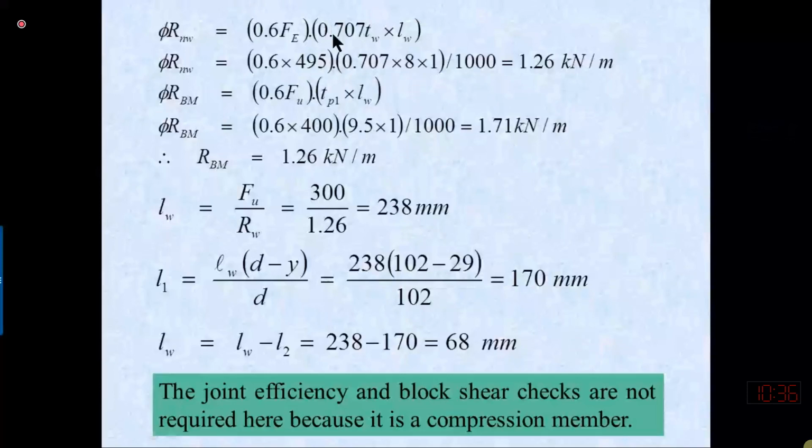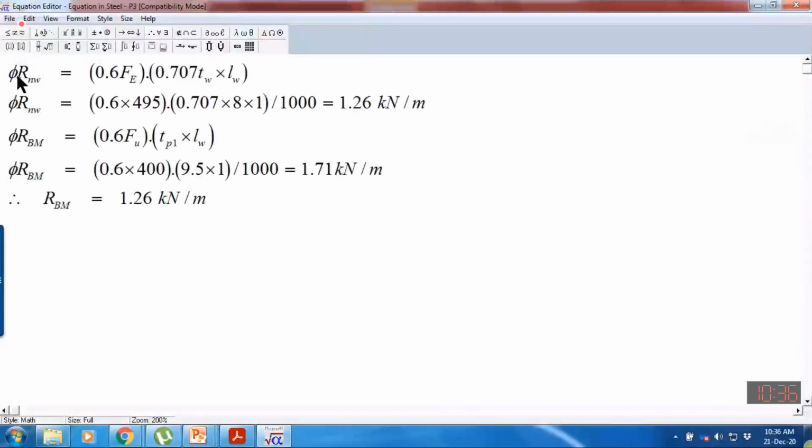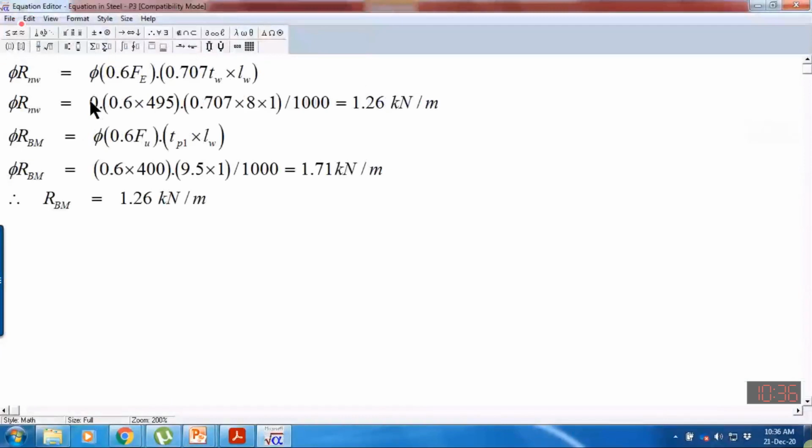Anyhow, the answers are correct. So 0.75 is the capacity reduction factor for weld failure, which is the rupture. So 0.77 thickness of the weld, we have computed 8, and for the weld value, we always consider the length of the weld as 1 millimeter. So if we compute the answer from here, we will get 1.26 kilonewton per meter. We have divided it by 1000 to convert the answer into kilonewton.